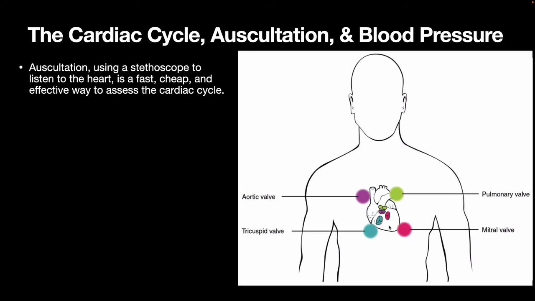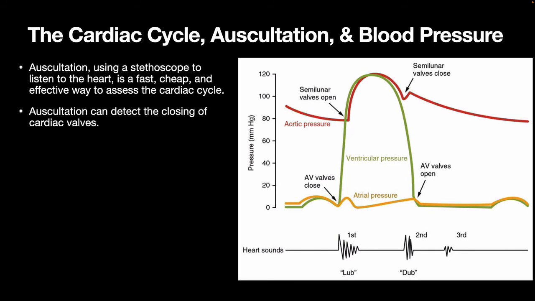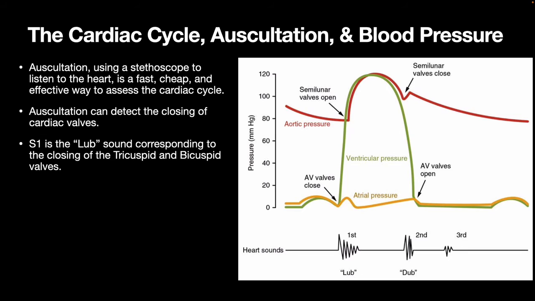During auscultation, what you're actually hearing is the flow of blood past those valves as they're closing. So it lets you detect the closing of cardiac valves, and that's what you're actually hearing in those situations. We can also see some pressure changes and how they correspond to that. During auscultation, there's usually two sounds in healthy adults that you hear, sound 1 and sound 2, or S1 and S2. S1 is the lub sound corresponding to the closing of the atrioventricular or tricuspid and bicuspid valves. S2 is the dub sound corresponding to the closing of the semilunar valves.